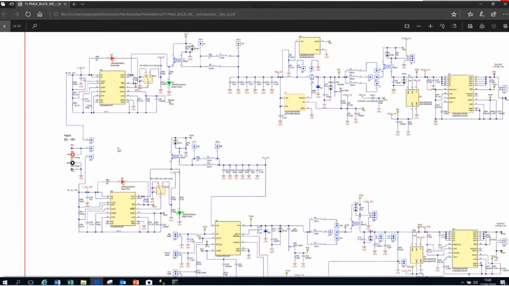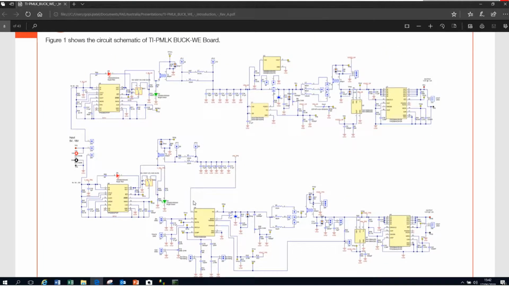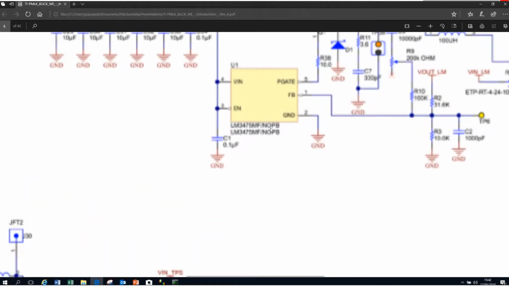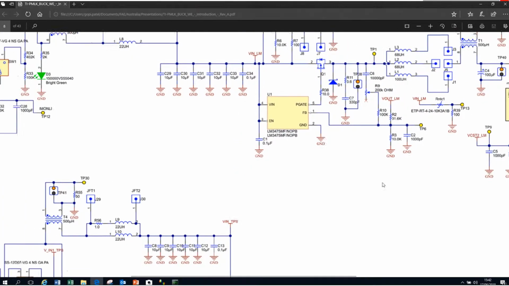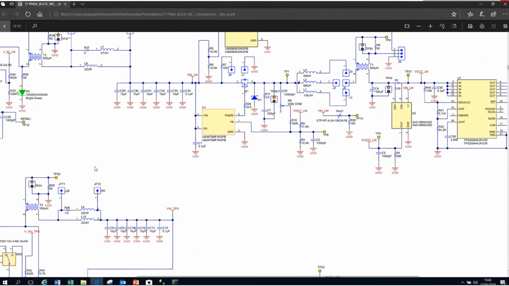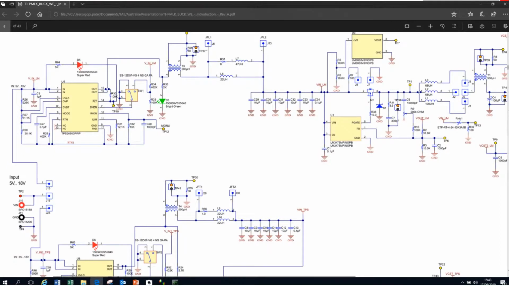Let's not go into more detail, because it has a current mode controller on the bottom side and a voltage mode controller on the top side. That's the LM3475 voltage mode controller on the top side. Now connect your power supply to the input.